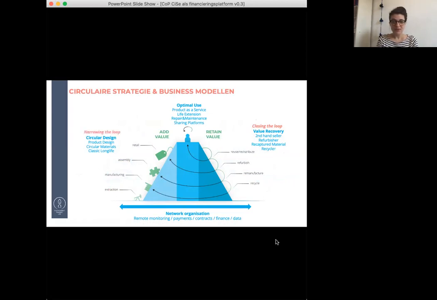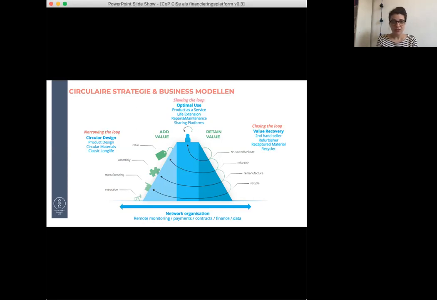But business activities are not only happening on the right side of the value hill, where the resource loop is closed, but also on the left, where value is initially created, by designing materials and products that have a long life and are easy to disassemble or reuse. So contributing to narrowing the loop, in other words, fewer materials that run through the cycle.